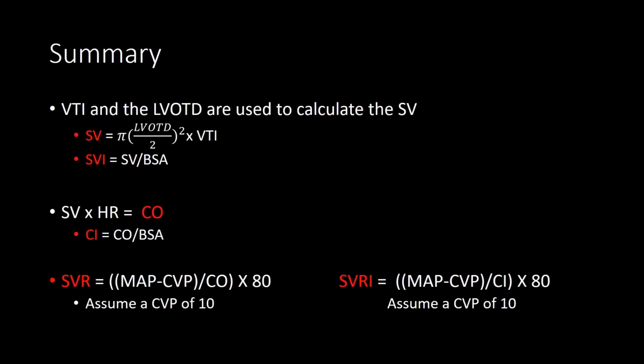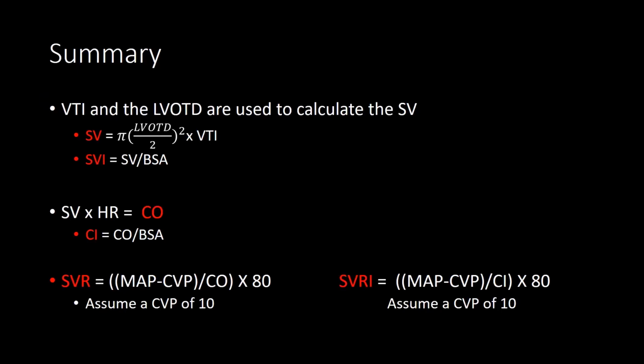So to summarize, the two echocardiographic measurements you need to get these values are the VTI and the LVOTD. Once you have those, you can calculate out the stroke volume, which is pi r squared, or pi times the LVOTD divided by 2 squared times the VTI. The stroke volume index is the stroke volume divided by the BSA. The cardiac output is the stroke volume times the heart rate, and the cardiac index is the cardiac output divided by the BSA.